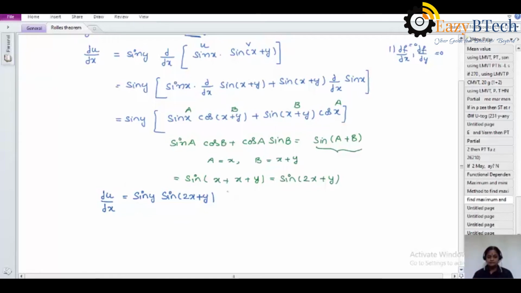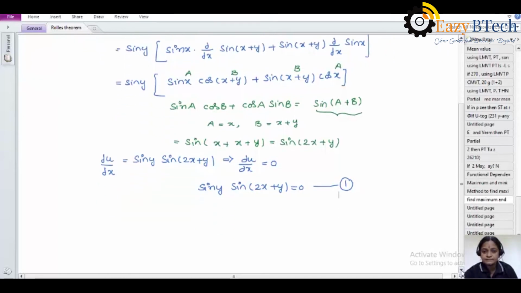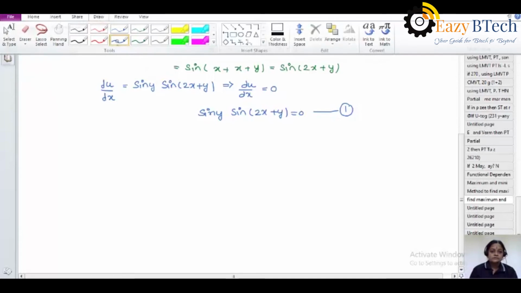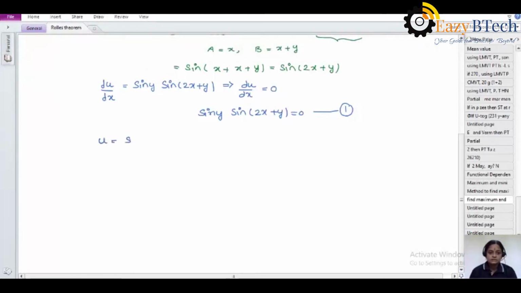According to the procedure, ∂u/∂x is equal to 0, equating to 0. So ∂u/∂x value is sin y into sin(2x+y) is equal to 0. So please note it is equation 1. Similarly, doing partial differentiation of u with respect to y here. So now I am writing u here. So u is equal to sin x sin y sin(x+y).